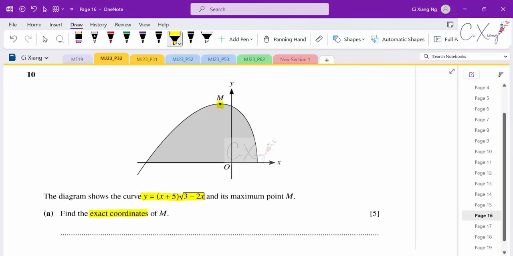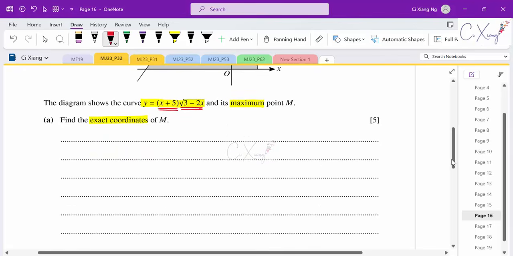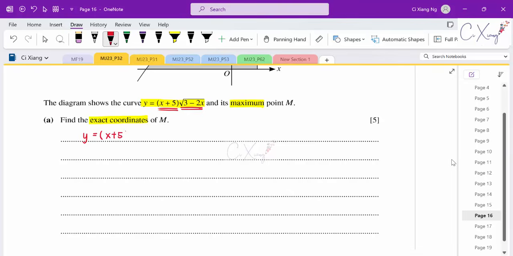Okay, so to find the maximum point, M is the maximum point, right? You need to find out dy dx first. After that, you let it equals to 0 and you try to solve that. So how to find the differentiation for the equation of y here? If you can observe clearly, basically this is a product of two functions, right? So when you're having a product of two functions in the equation y, when you want to find the dy dx, you have to apply the product rule for differentiation. For the product rule, the idea is copy the first bracket, differentiate the second, and then copy the second bracket, differentiate the first.